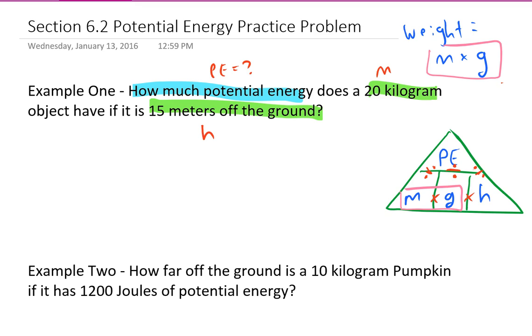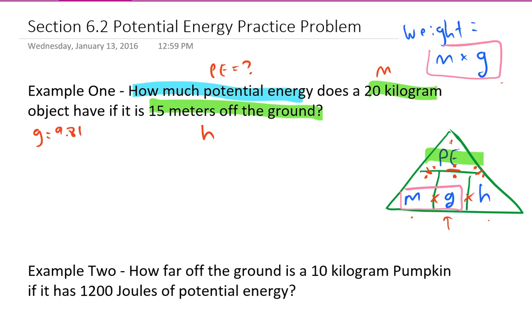Now, you might be thinking to yourself, okay, we have potential energy, we have our mass, we have our height, but what's G going to be? Okay, since we are on Earth 9 times out of 10 in these problems, gravity is going to be equal to our 9.81. So we follow the same steps as we usually do. If we cover up potential energy, we're left with mass times gravity times height.